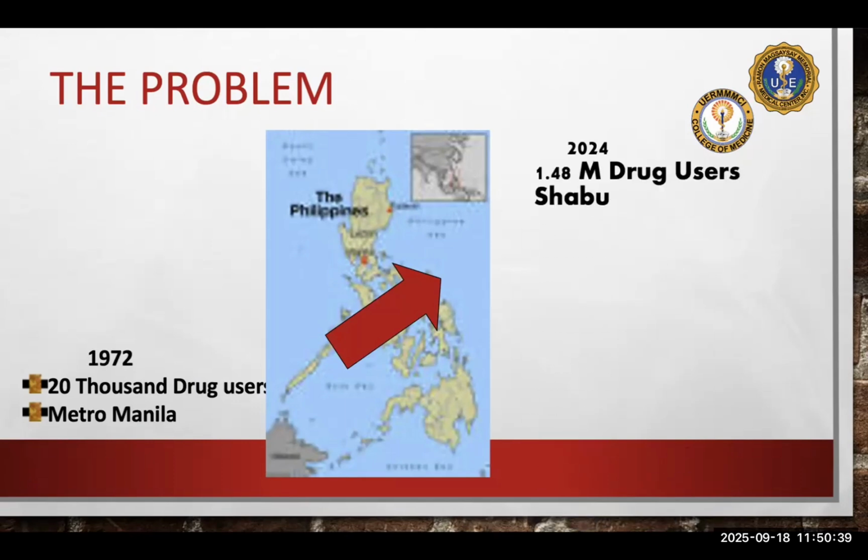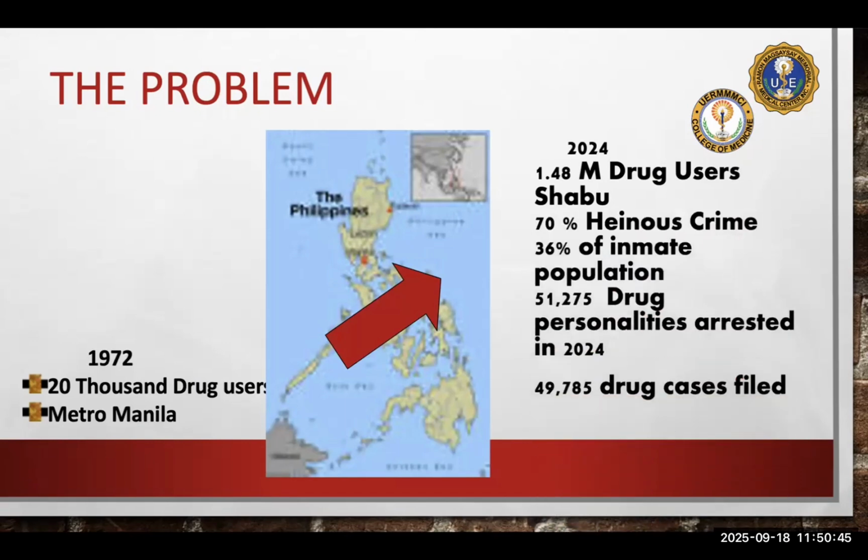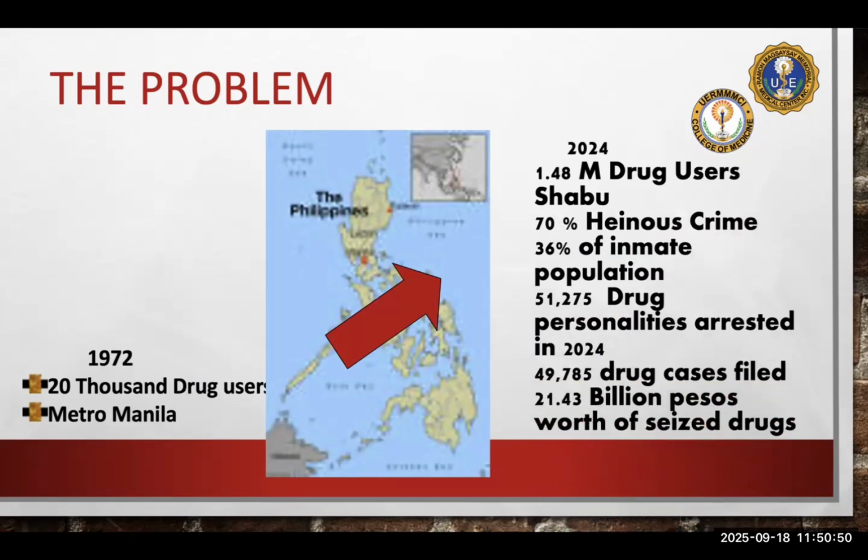55 years later, another Marcos is at the helm. The drug abuse problem ballooned into 1.48 million drug users. 70% of the heinous crimes are drug related, and 36% of the inmate population are drug cases. Almost 22 billion pesos of drugs were seized last year.